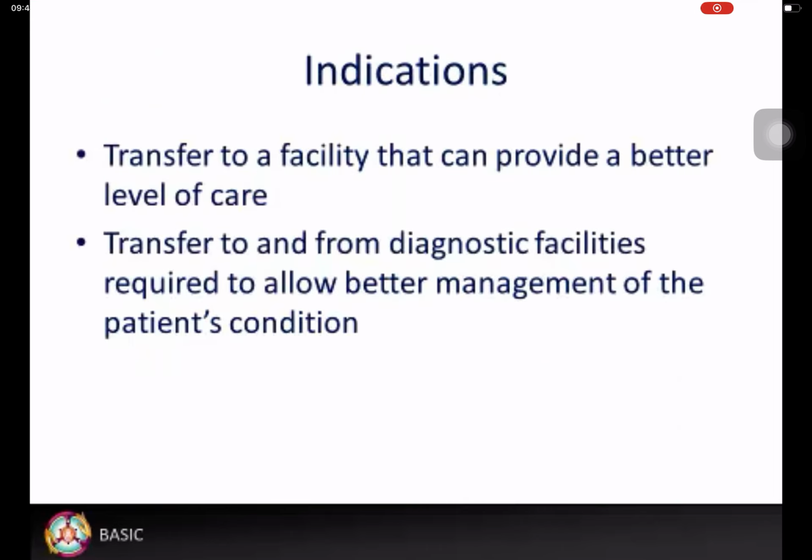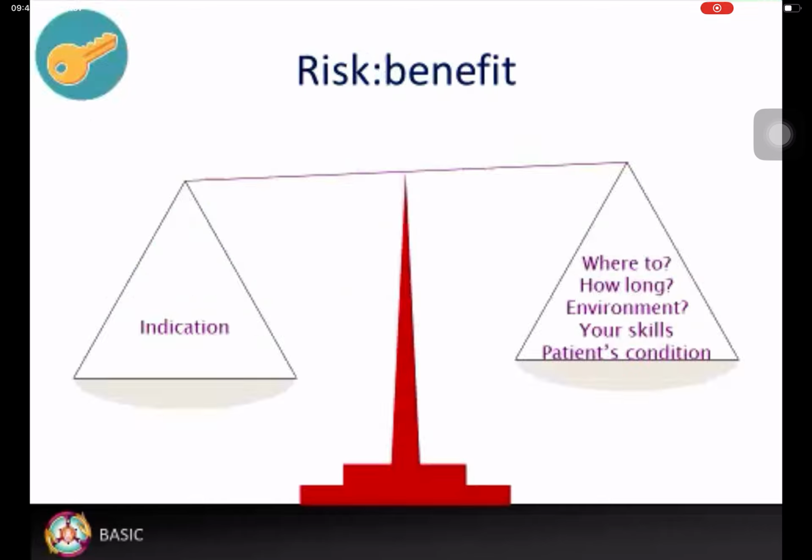The first thing is to determine whether the transfer is indicated. Indications for transport of a critically ill patient outside the ICU include transfer to a facility that can provide a better level of care and transfer to and from diagnostic facilities to allow better management of the patient's condition. It is important to weigh up the risks and benefits of the transport.